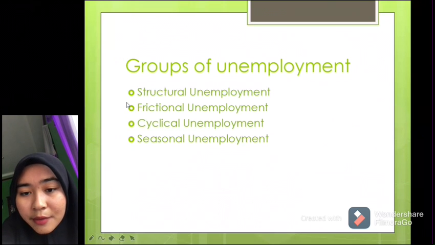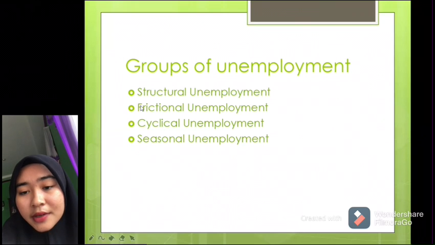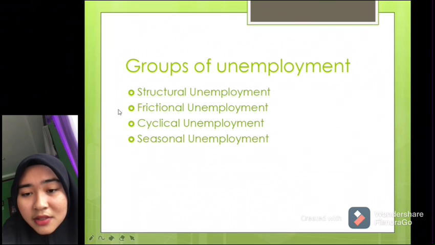The third is cyclical unemployment. During the business cycle, it is not only real GDP that fluctuates, but also the unemployment rate, although the supply of labor remains unchanged. The demand for labor changes during parts of the business cycle, thus there are periods when demand is high and cyclical unemployment is low, and there are periods when demand is low and cyclical unemployment is high. The last is seasonal unemployment.